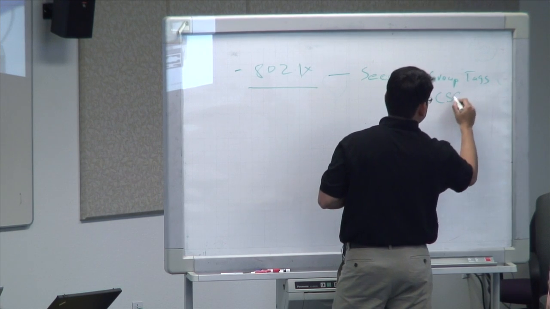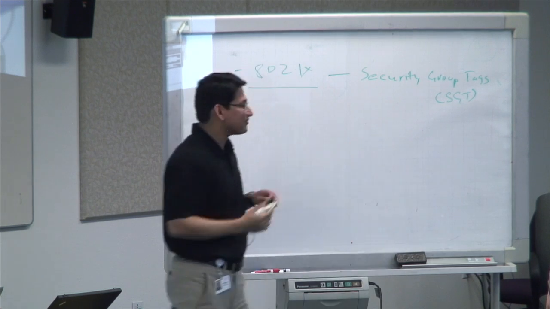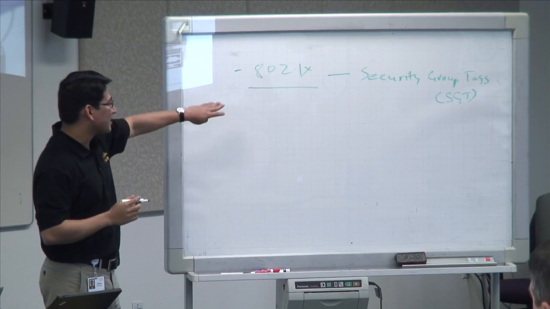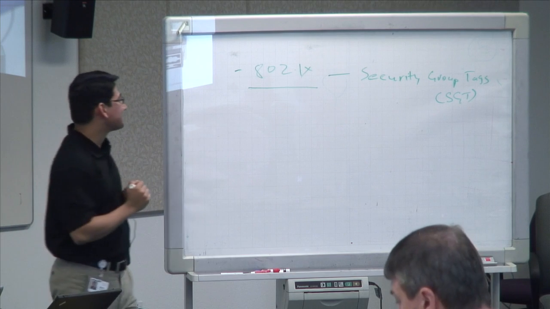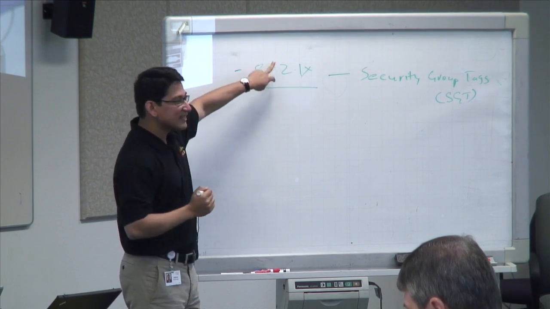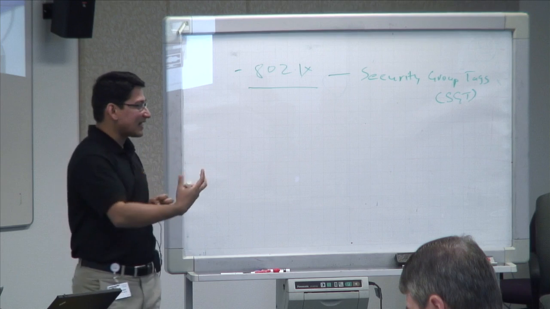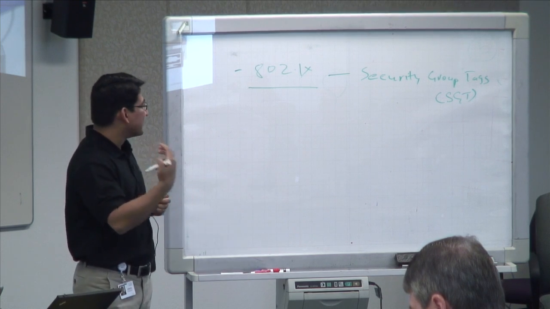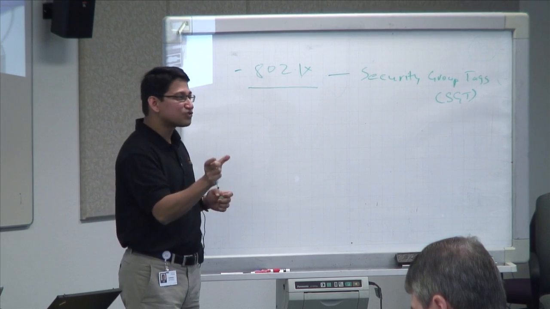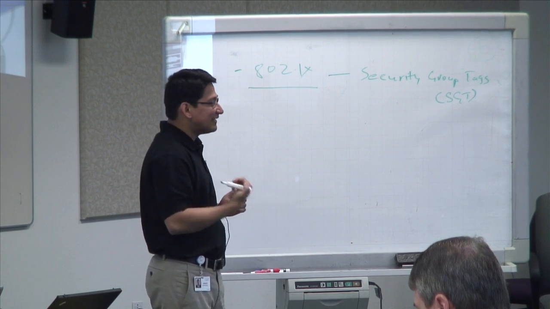So it's called SGT. I'm going to throw a whole bunch of acronyms in the solution. One of them is security group tags. Essentially, based on this context, your access switch, which is acting as the authenticator, is now able to assign a tag to this traffic based on the user identity.